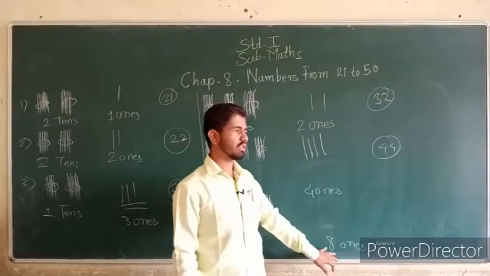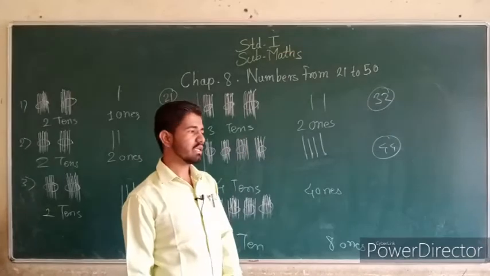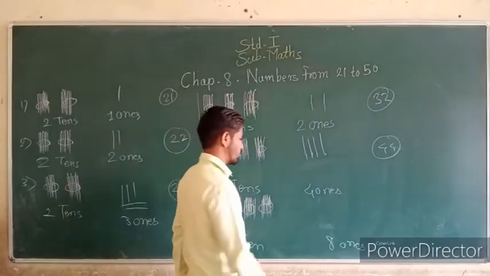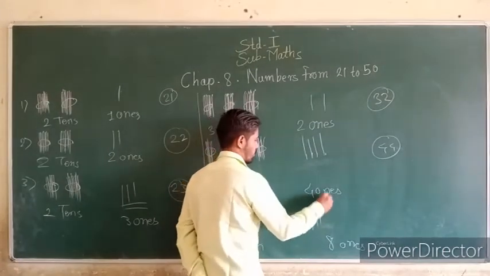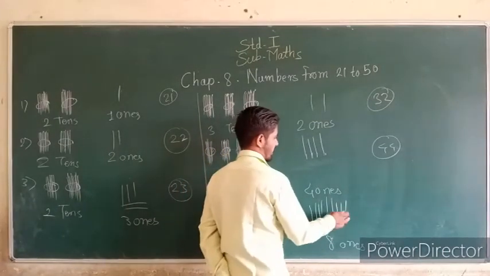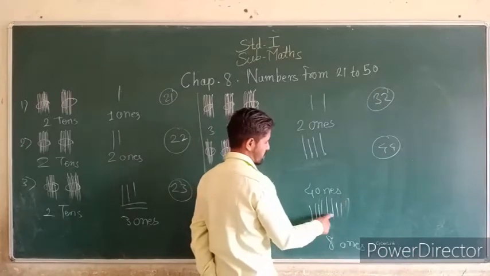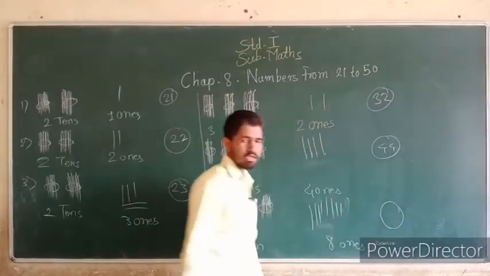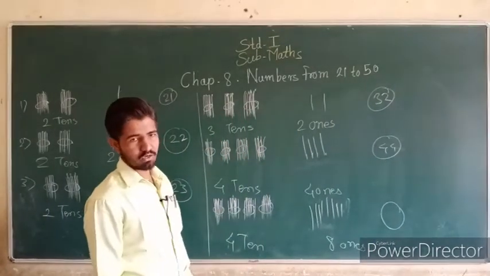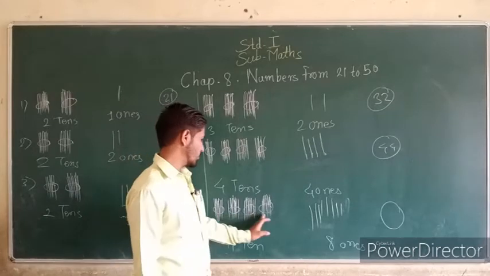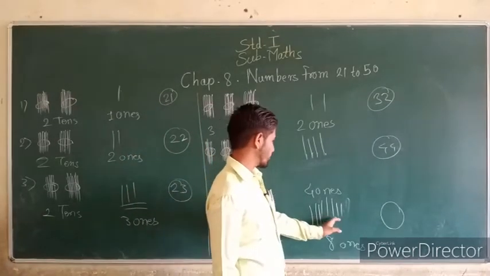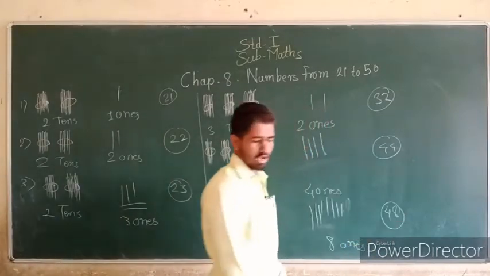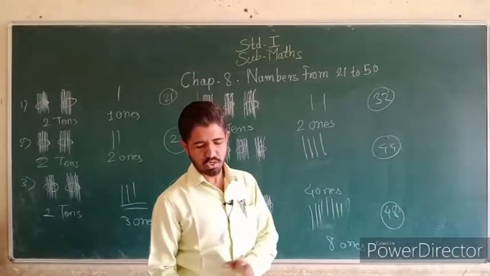Okay. So here the 8 ones are not given. So we have to write here 8 single matchsticks. So we have to draw 1, 2, 3, 4, 5, 6, 7, 8. So we have to count 1, 2, 3, 4, 5, 6, 7, 8 ones. So which number do we get? Count and write the number. Okay. So 10, 20, 30, 40, 41, 42, 43, 44, 45, 46, 47, 48. So we get the number 48. So like this you have to write down in your notebook.